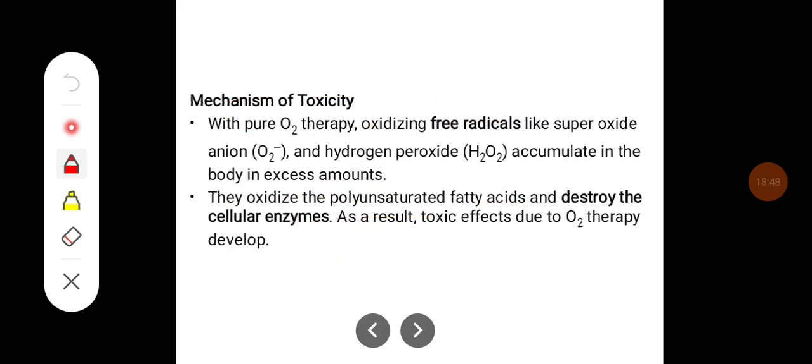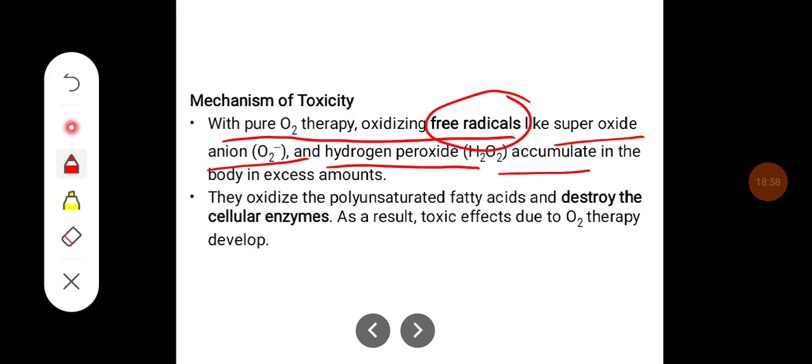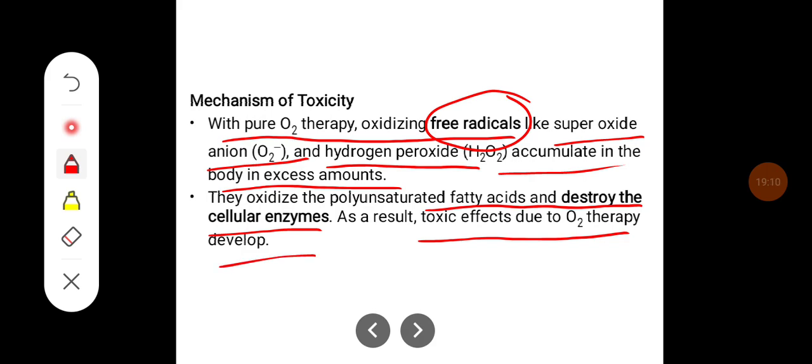Mechanism of toxicity. With the pure oxygen therapy, oxidizing free radicals like superoxide anions and hydrogen peroxide accumulate in the body in excess amounts. They oxidize the polyunsaturated fatty acids and destroy the cellular enzymes. As a result, toxic effects of oxygen therapy develop.